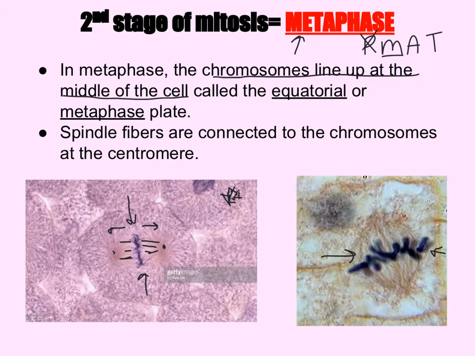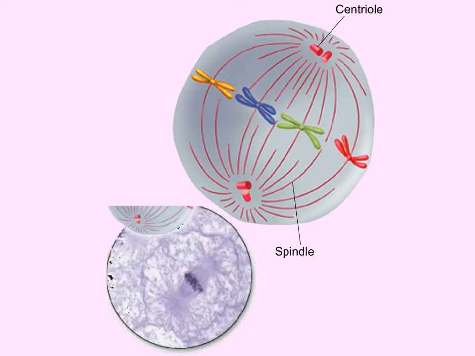Same thing over here with the plant cell. You can see the spindle fibers right there. Can barely see them. But in the next phase, these chromosomes are going to get pulled away from each other. But the main thing, metaphase, just think middle. The chromosomes are lined up in the middle during metaphase.